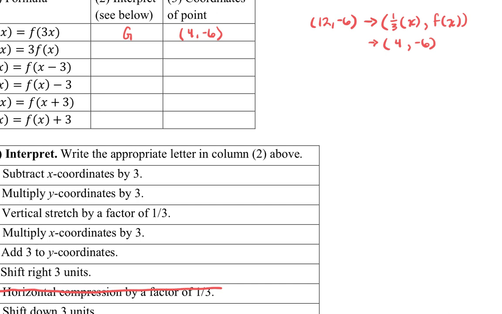So we know it's a vertical stretch by a factor of 3, so it's not this one right here. This one says it's by a factor of 1/3, and that is not true. What that means is we are multiplying all the y coordinates by 3, which is the same as saying vertical stretch by a factor of 3. So we know that is b right there. And then our original point was (12, -6). Our new point will have x staying the same and 3 times f(x). And that would be (12, -18).